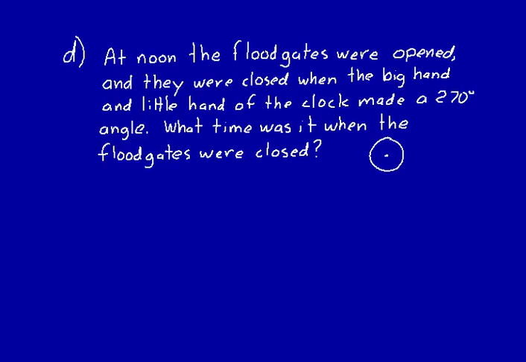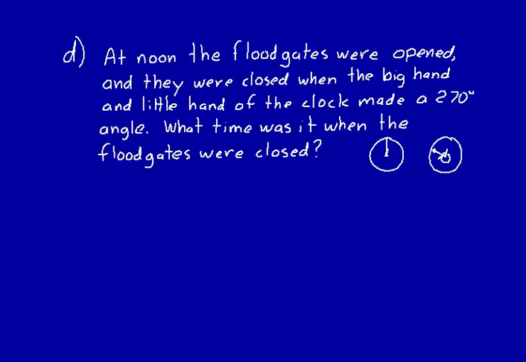At noon, the floodgates were open, so we have a big hand and a little hand that are right on top of each other. Then the floodgates were closed when they were 270 degrees apart. So basically, just think about it, the little hand, the hour hand, will have moved some, and then the big hand moved around to right here. If that's 90 right there, this would be 270 degrees around.